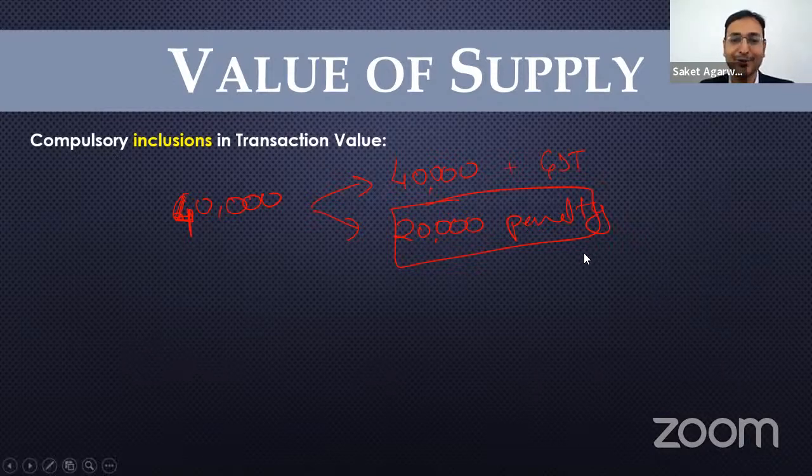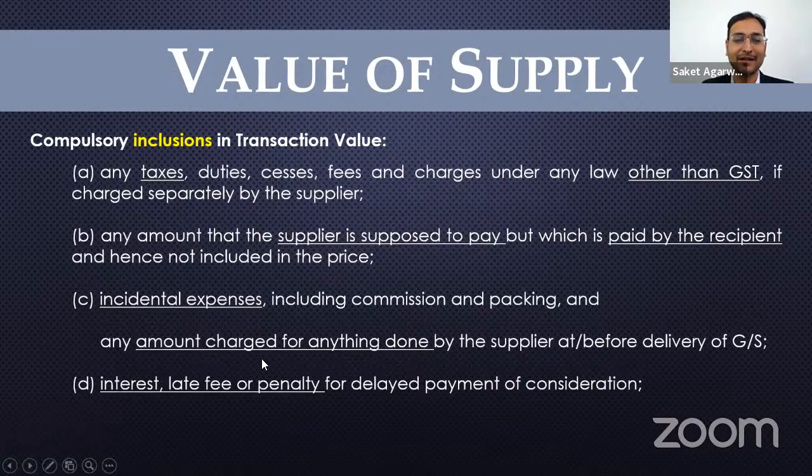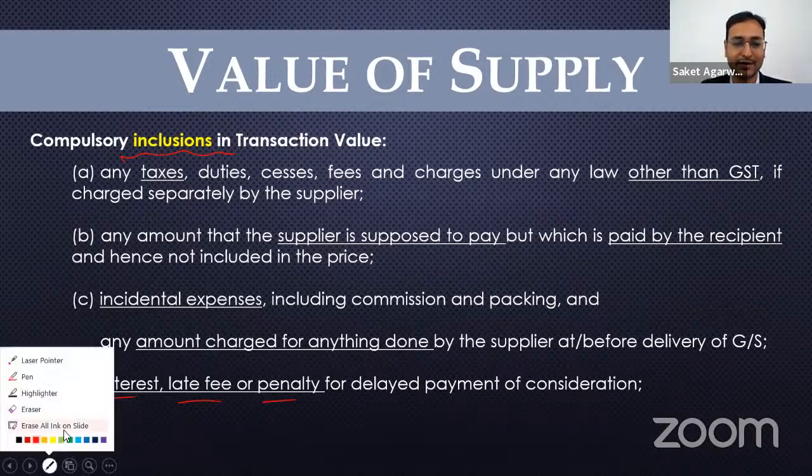The government is not going to sit quiet and let people do all of this. Government has learned from its experiences under the previous laws. So the legislature has clearly brought this into the law, saying if there is any charge for interest, late fee or penalty, that also has to be included in the transaction value. Don't think that just because you are collecting all of these extra from the buyer, we would let it go and not charge GST on that. Okay, so include these also in your value of supply and then calculate the GST.